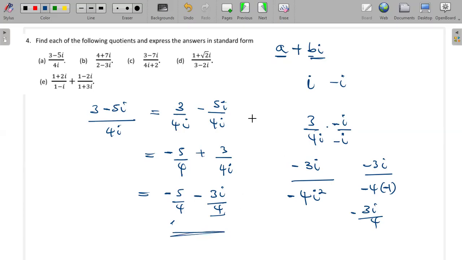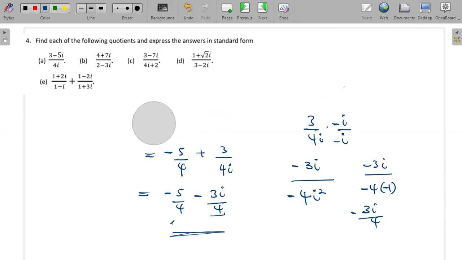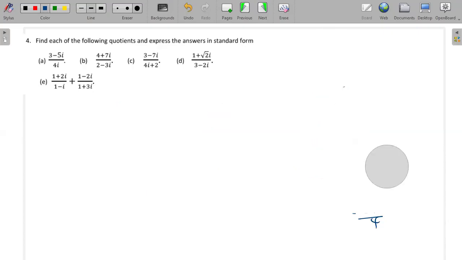Okay, is there any question? Okay, so let's do the next one. Next we have 4 plus 7i over 2 minus 3i. So how do we write it in the standard form?